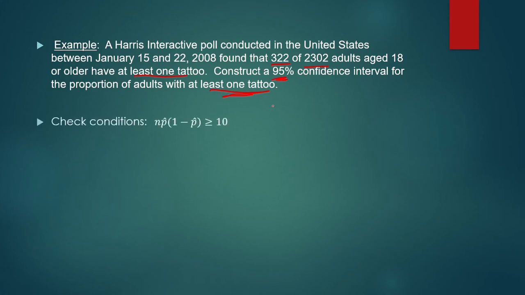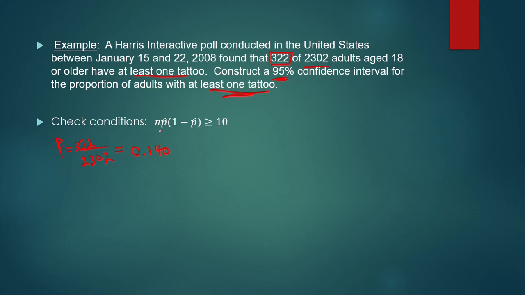Again, we have to check the two conditions. So we make sure that n p hat times the quantity 1 minus p hat is greater than or equal to 10. P hat is equal to the number of successes divided by the sample size. We have 322 divided by 2,302, and this gives me a number of 0.140. So p hat is 0.140.